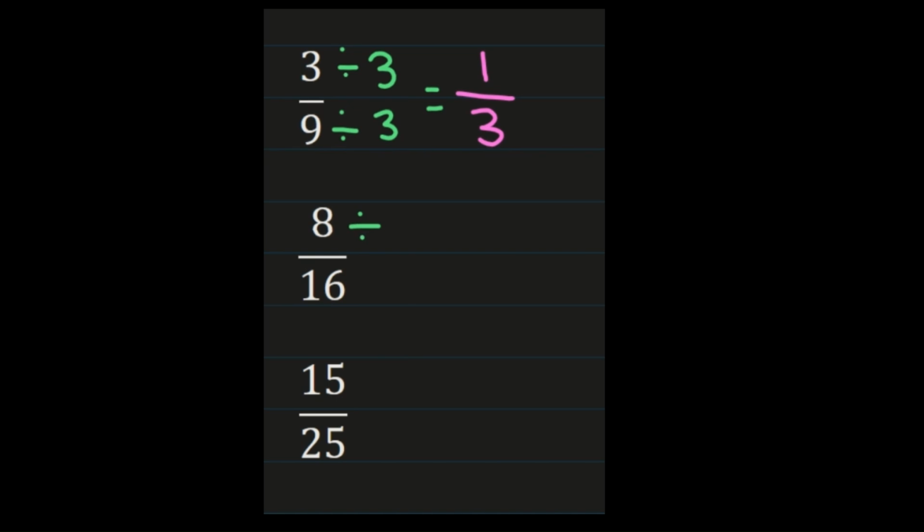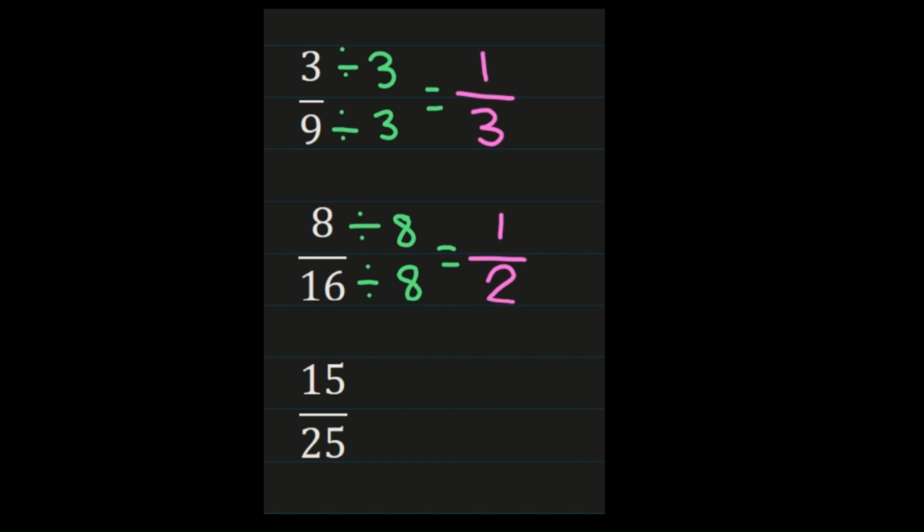So looking at my next example, 8/16, the greatest common factor of 8 and 16 is 8. So I'm going to divide my numerator by 8, and I'm going to divide my denominator by 8. Dividing them by the same number is essentially dividing by 1, so I'm not changing the value. So 8 divided by 8 is 1, and 16 divided by 8 is 2. So 8/16 simplifies to 1/2, and they are equivalent fractions. You've not changed the value.